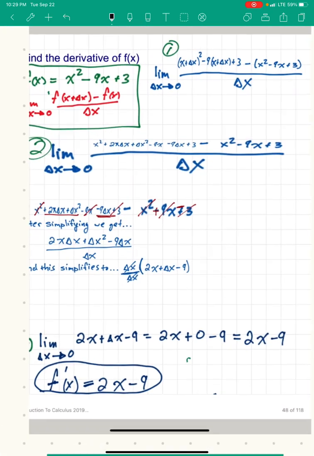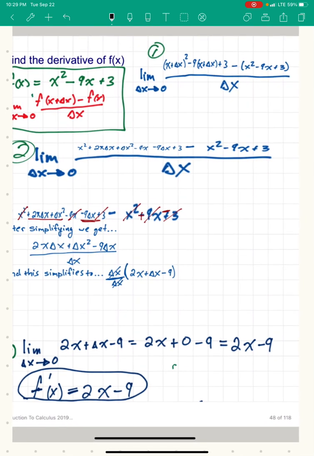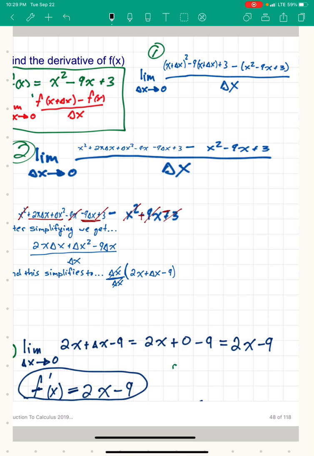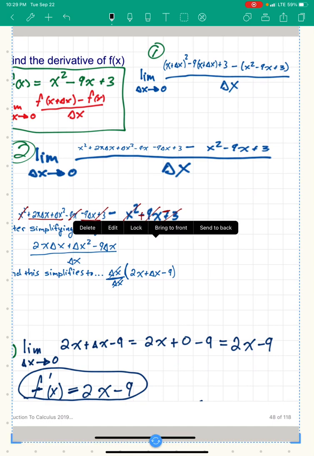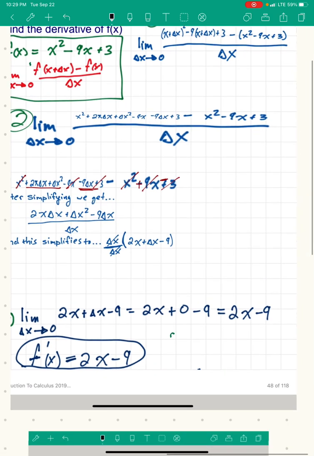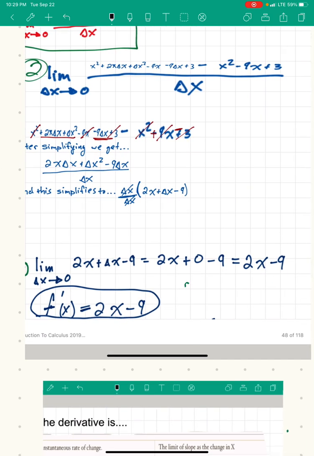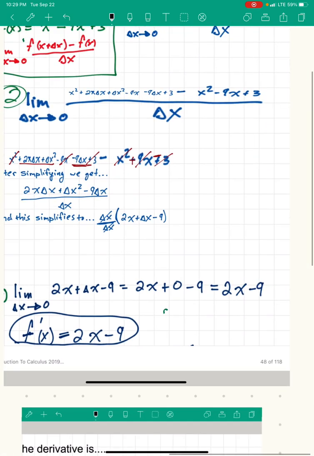I'm going to show you two more examples here. You can freeze the video and check this out, but this problem was f of x equals x squared minus 9x plus 3. And I rewrote it first using the proper notation of f of x plus delta x. I simplified my work here in step 2. I show you how I'm breaking down the work by using like terms, canceling things out, and then in my last step, I'm able to factor out delta x over delta x, giving me 2x plus delta x minus 9. When I do that, I am left with that final answer there.